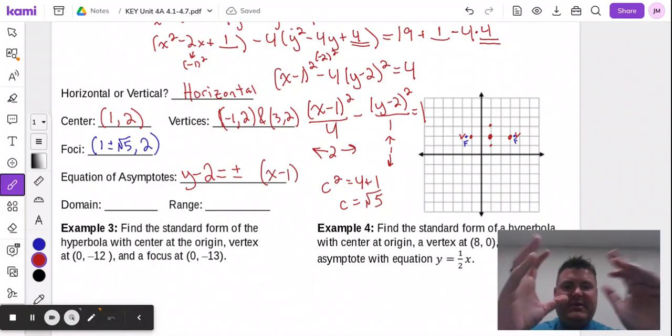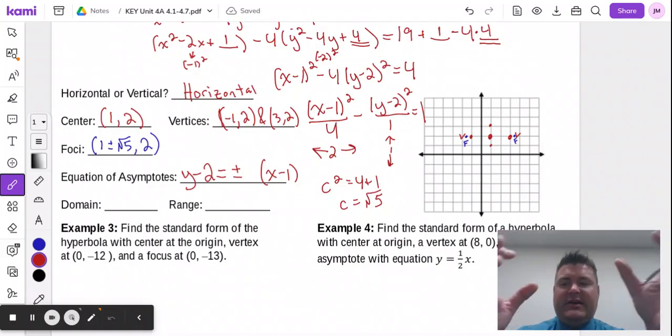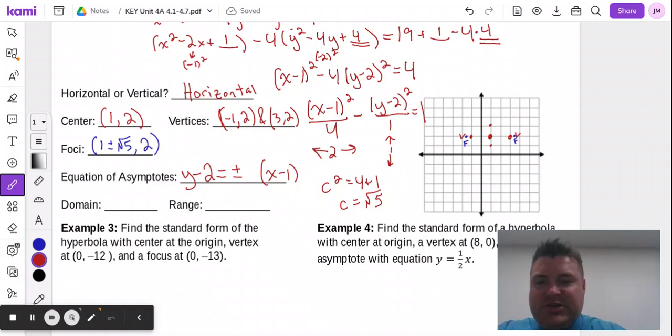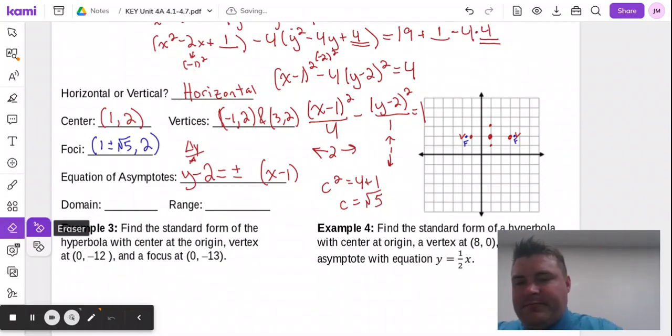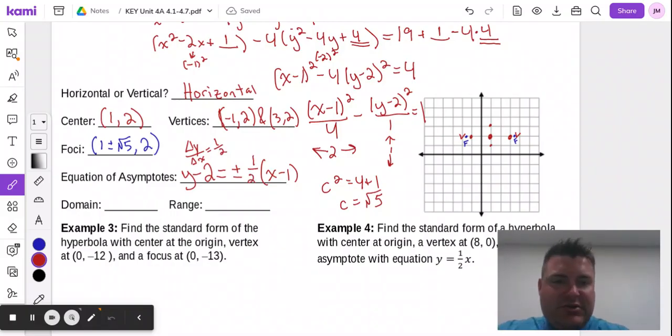If you notice, I'm kind of just copying and pasting the numerators, not the squareds, of course, into my equation of asymptotes. I just kind of copy and paste where those go. And then the slope, so the change in y over change in x. So the y is changing by 1, the x is changing by 2, so it's going to be plus and minus 1/2. So I'm going to draw these.